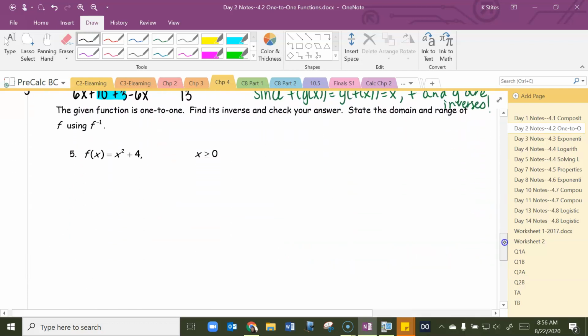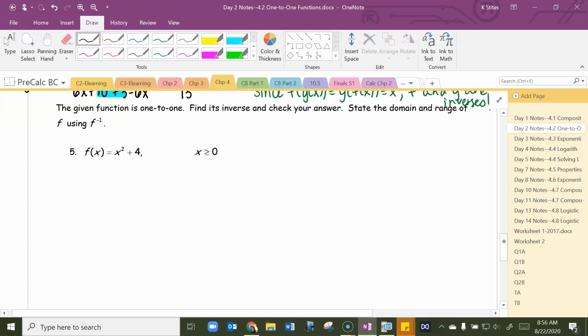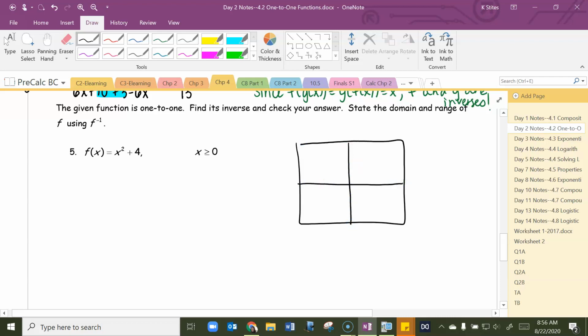Last two. The given function is one-to-one. Find its inverse and check your answer. State the domain of f using f inverse. Okay, so one way that people like to do this is make a table. So this is f of x, f inverse, domain, range. This is helpful to people sometimes.